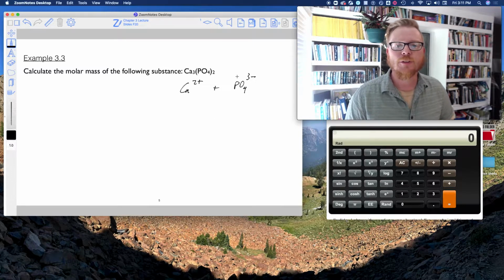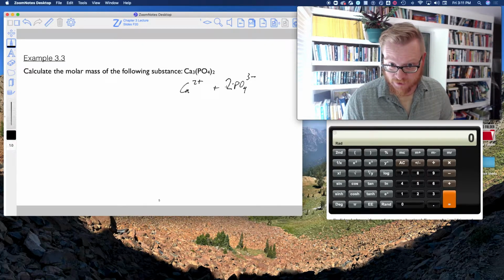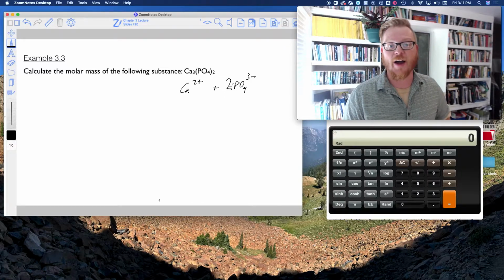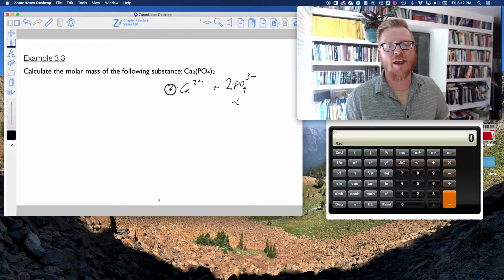All right? So look, if I have 2 of these, I'm going to put a 2 in front. Remember, respect the subscript, respect the coefficient, okay? So if I have 2 of these, that gives me 6- charge in total, right? And if I have 3 of these calciums, that gives me +6 charge in total.